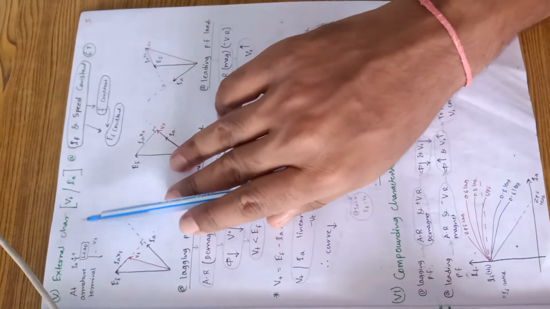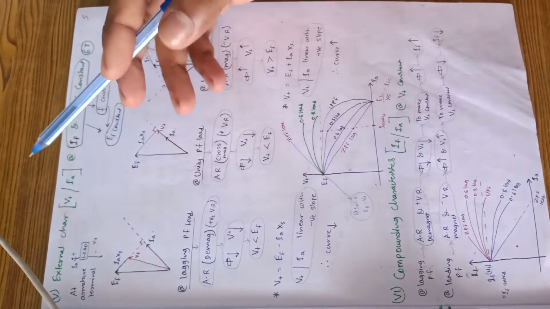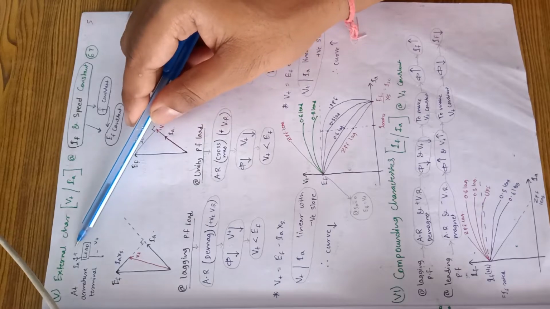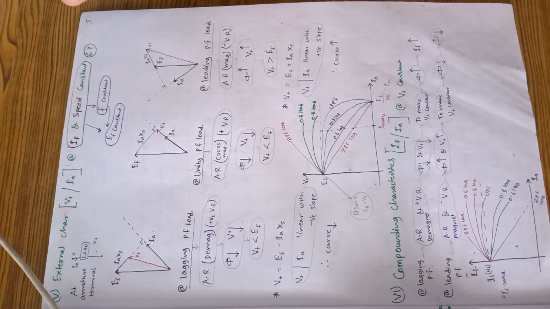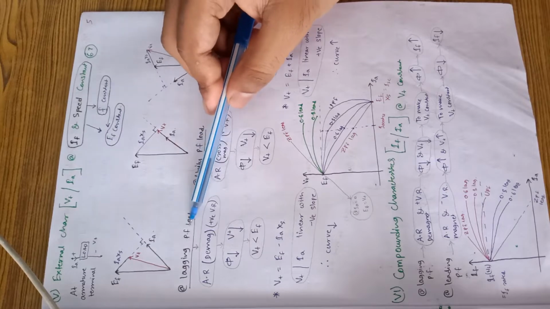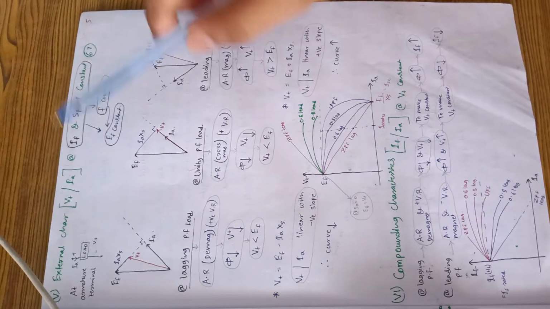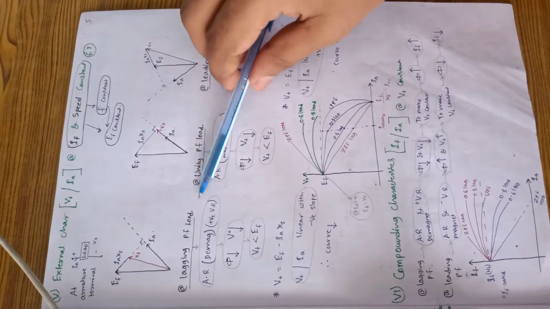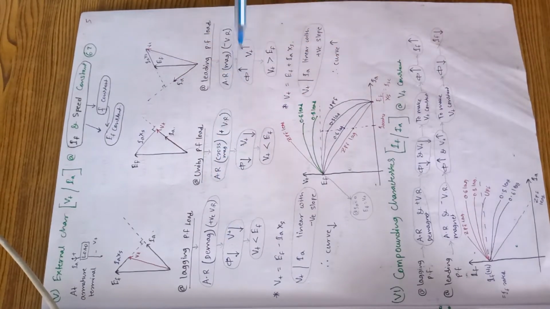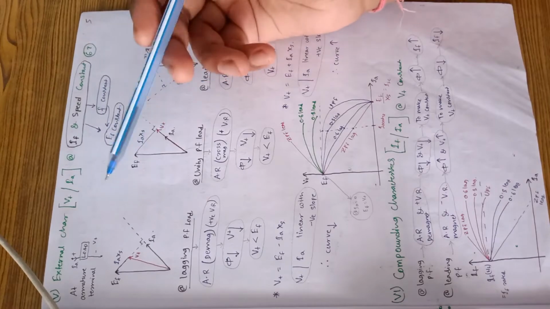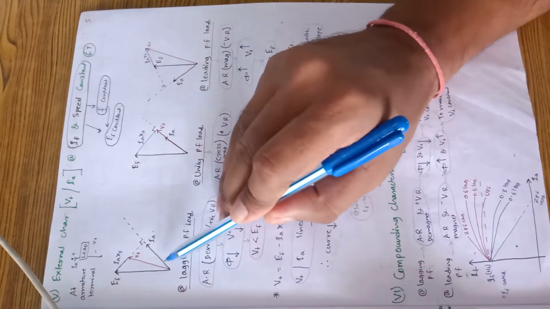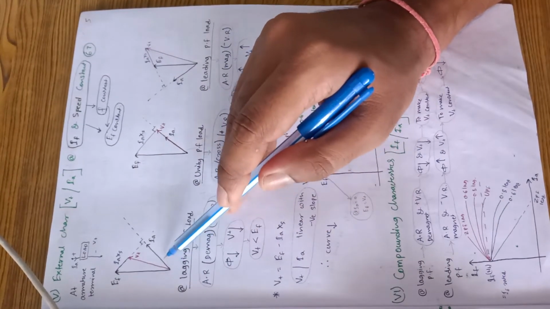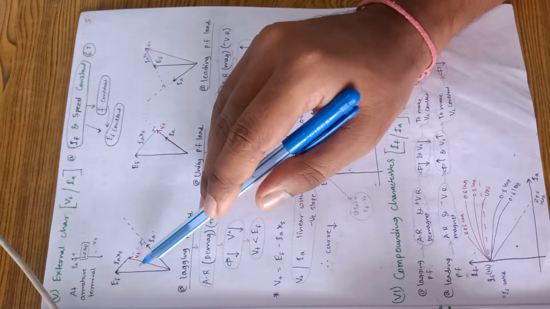External characteristic is Vt versus Ia, and when we connect different types of load, it will be leading, lagging, or unity power factor. Unity power factor means resistance only, lagging means inductor, and leading means capacitor. When we connect these three types of load, let us see what will happen. When we connect an inductor, that is a lagging power factor load, the current will be lagging the terminal voltage.